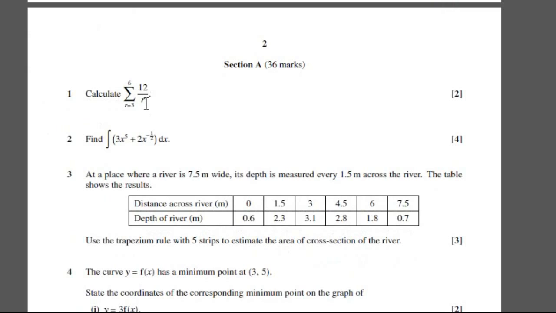Calculate the sum from r equals 3 to 6 of 12 over r. In this case, all we need to do is substitute every single value of r that is required. This is called the method of exhaustion, or just basic trial and error. So this is 12 over r, and I want to go up to 6, and it starts with 3.